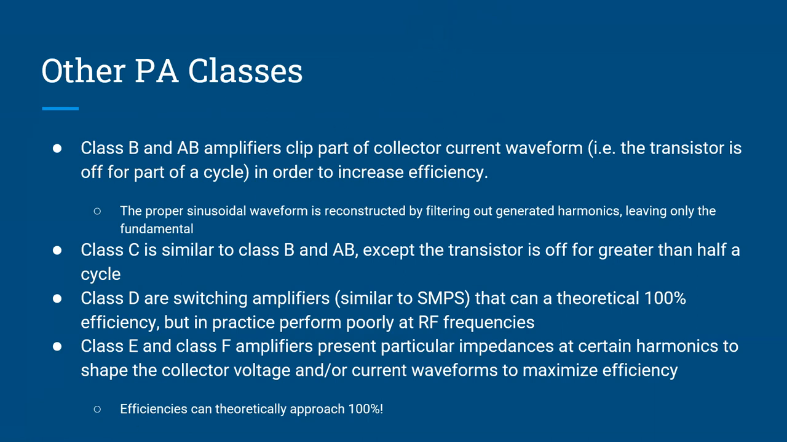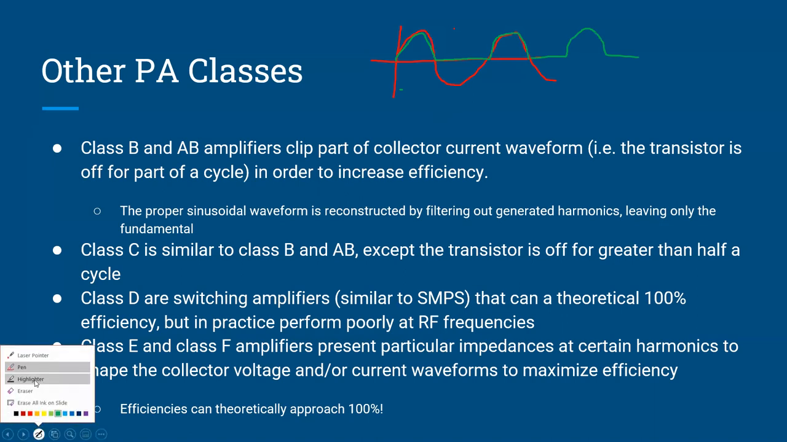But at RF frequencies, what is commonly done with a class B or class AB amplifier is that instead of outputting the entire voltage waveform, you're basically clipping part of it. So the ideal voltage output waveform would be some sinusoid. And if this was a class B amplifier, the output waveform would get clipped at the negative half, and then you'd only see the positive half. The reason you can get away with that is you have a filter on the output of a class B amplifier, and what you're doing is filtering the harmonics that are generated as a result of clipping the output.